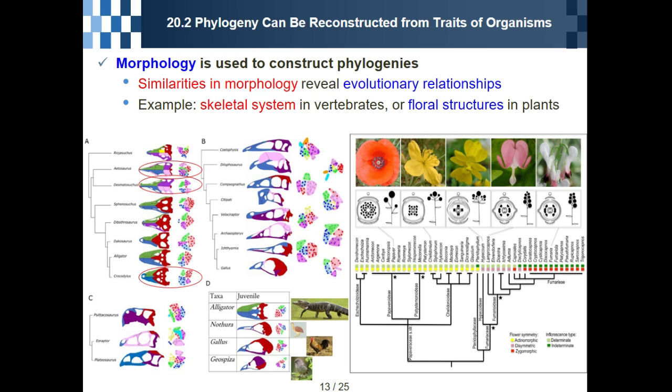Okay, so this is one example. And another example is the floral structure in plants. For example, this flower and this flower, they are close to each other. However, this flower and this flower, they are far away from each other. So whenever we construct the phylogeny, we always, first of all, use the morphology.